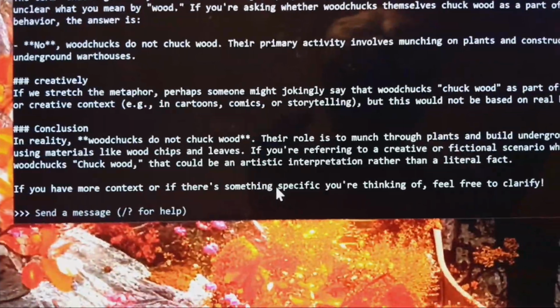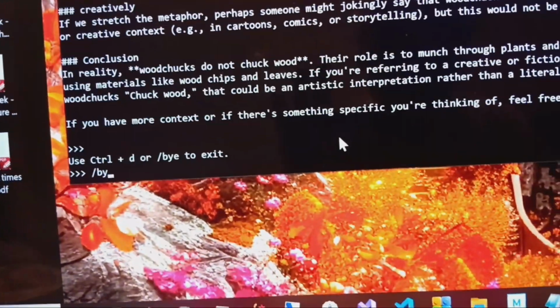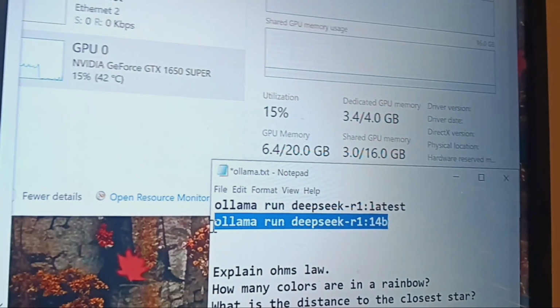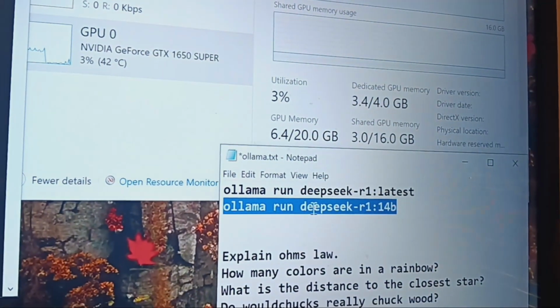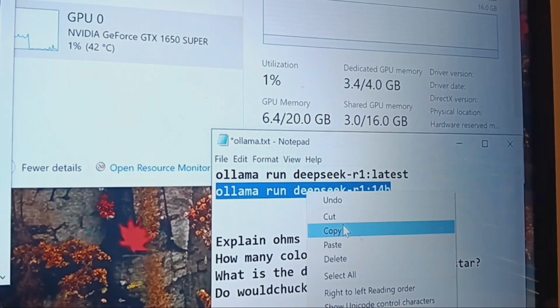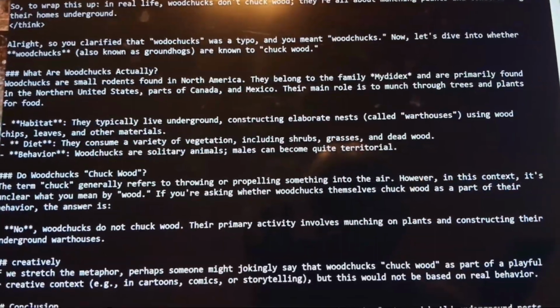So now I'm going to exit. Control C, I think, will give me the option to type bye. Okay, now we're out. So instead of the latest, which I believe is 7 billion, forget what that stands for. I'm not really into AI yet. I'm still learning. But let's do the big one. It's twice as big as this.